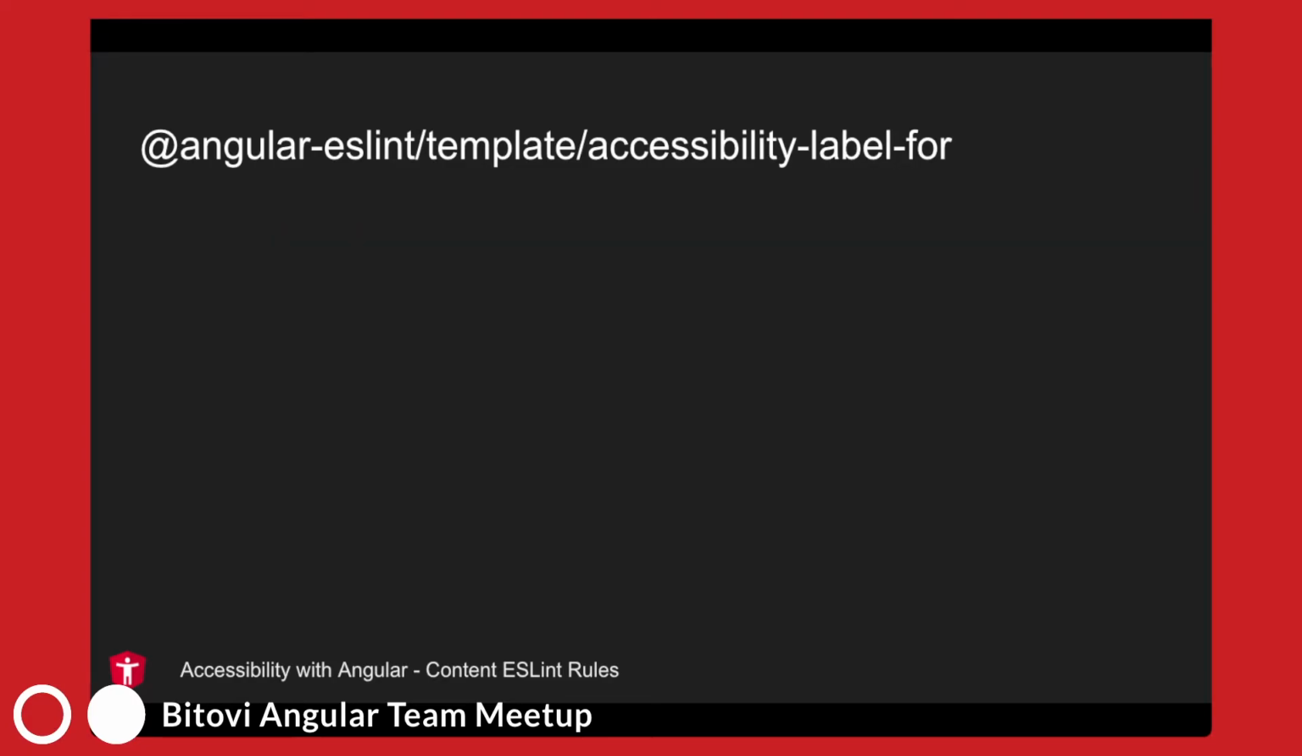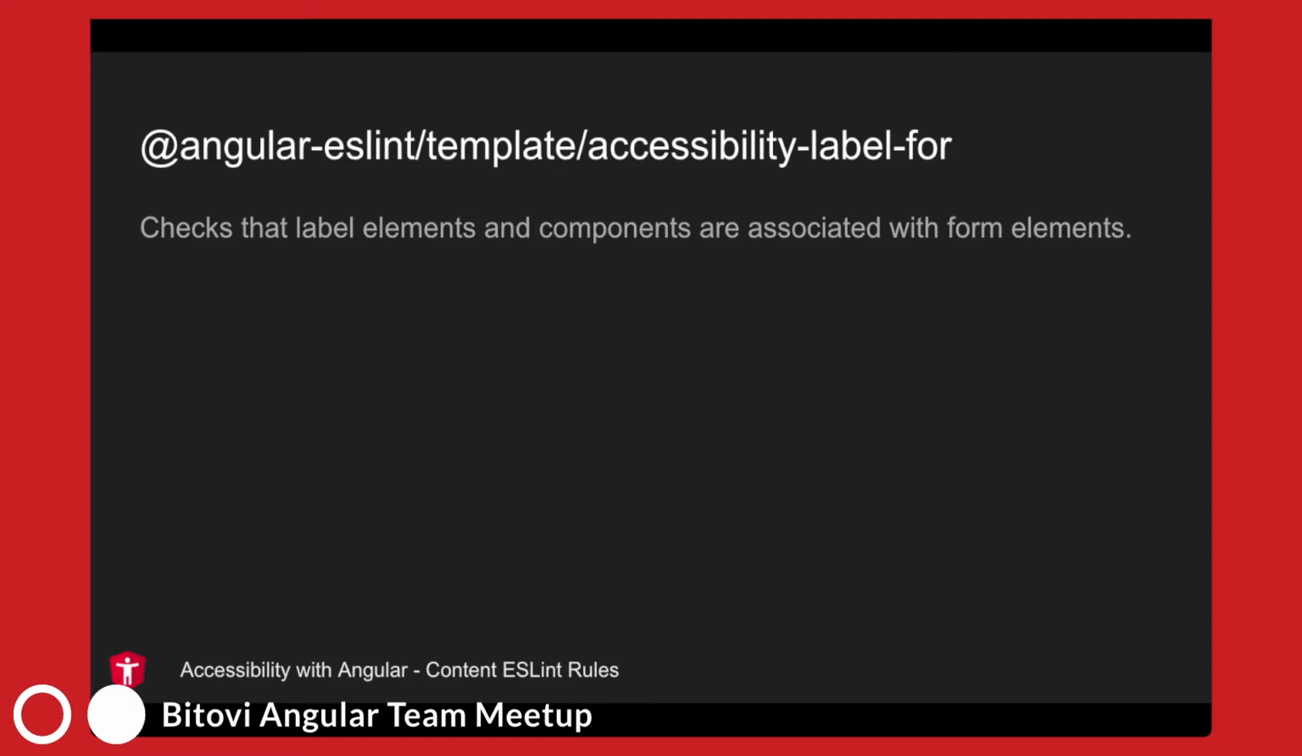Next one we've got is label-for. So this checks to make sure that all label elements and label components are associated with form elements. Our guidelines for this, we've got 1.3.1 Info and Relationships, which says that information, structure, and relationships conveyed through presentation can be determined or available in text. I believe I already read that earlier.